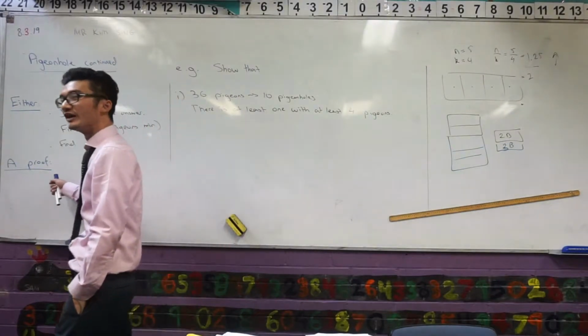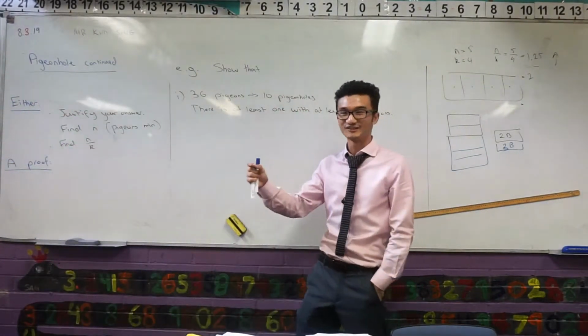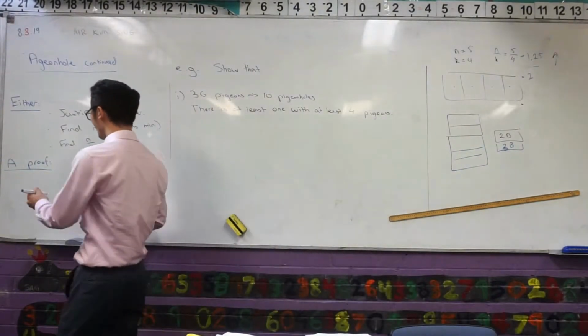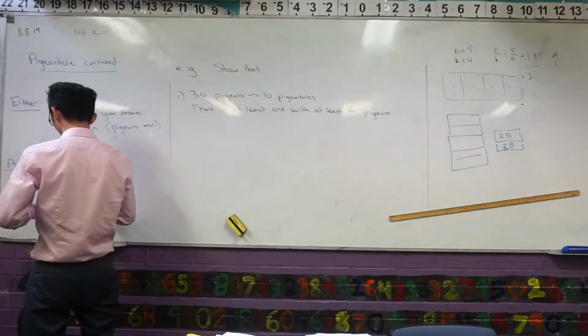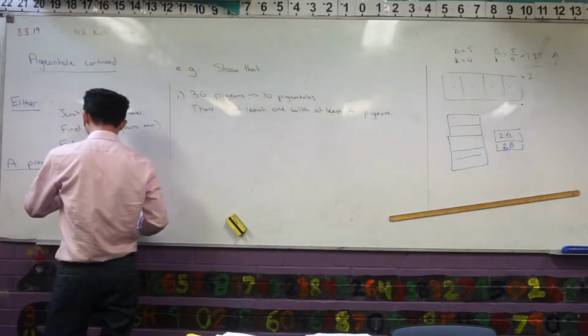I want to talk about a proof now. What does a proof involve? In this particular concept, a proof, we often actually want to use words. We want to use English here, where English and maths collide. We want to use English.